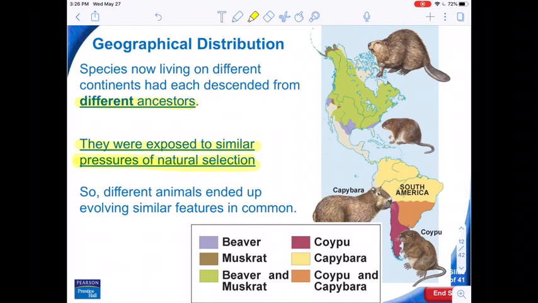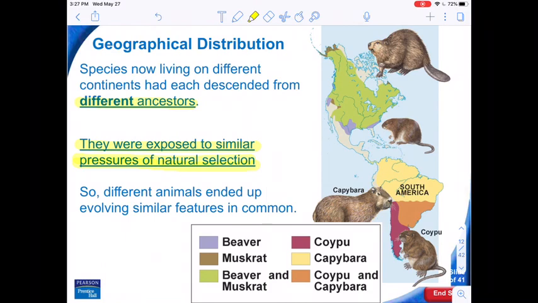If you look here, we've got the examples of the beaver, the muskrat, the coypu, and the capybara. They're all very similar in color. They have a similar nose shape, similar ear size, similar body size. There are some differences in their feet and in their tails, but the reason they look the way they do, Darwin proposed, is because they were exposed to similar pressures of natural selection. Different animals end up evolving similar features because in the places that they live, those are good features for survival. So the process of natural selection worked the same on these different creatures that evolved from different ancestors.